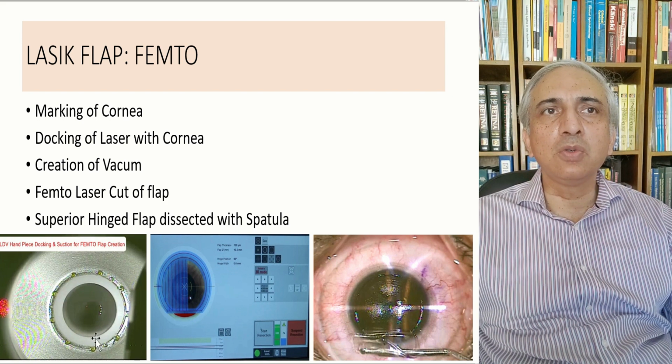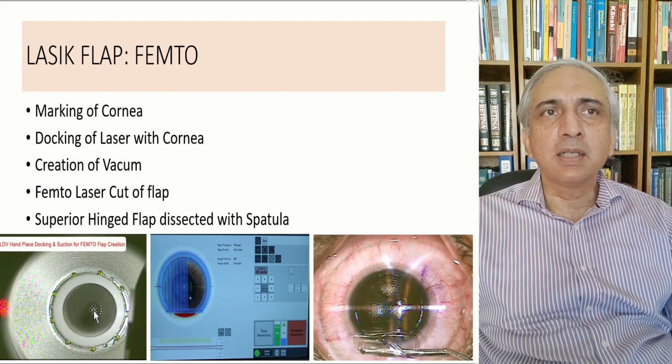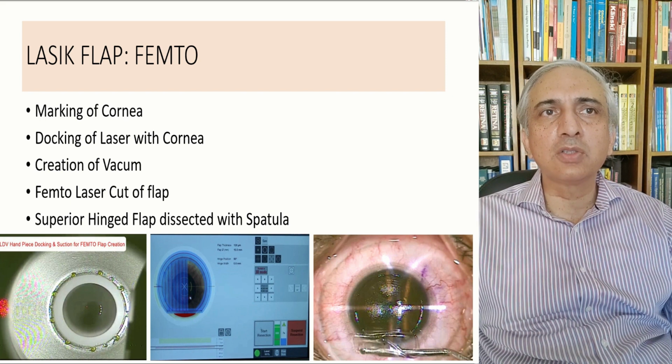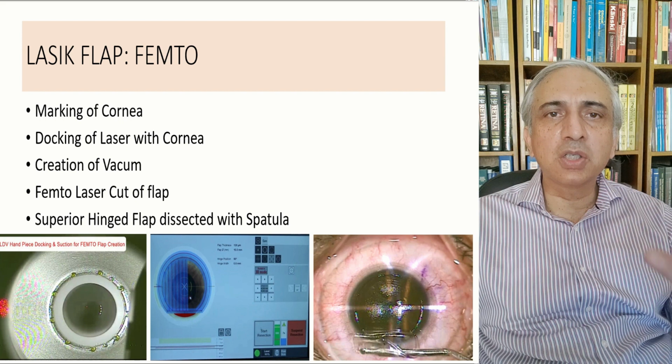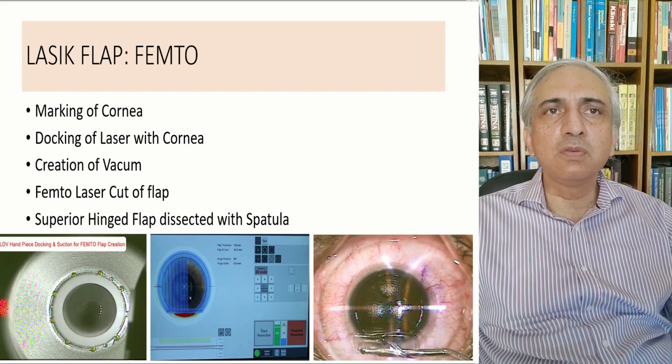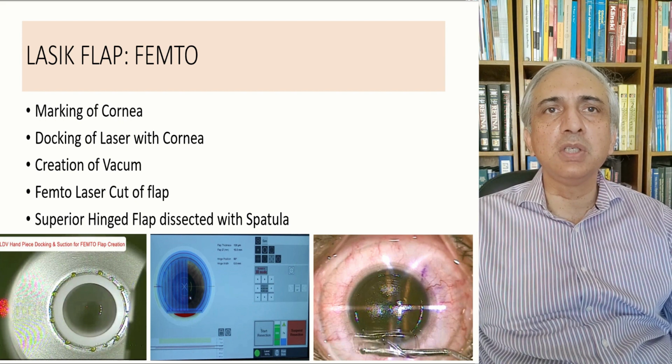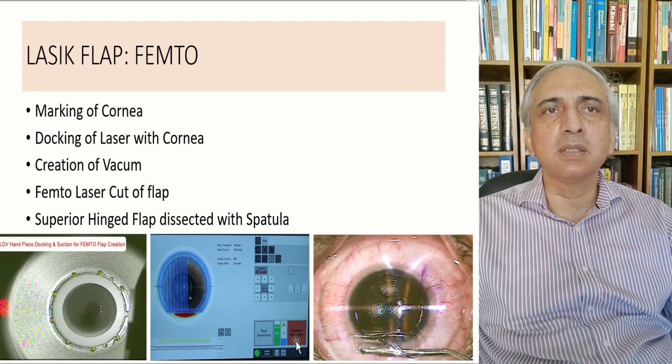So what you need to do is make sure that the center, you can see these dots. This tells you that you should align your pupil to the center. So the suction should be central. Once you've achieved suction, here you can see the machine showing the suction has been achieved, and then it shows that the LASIK is in progress.